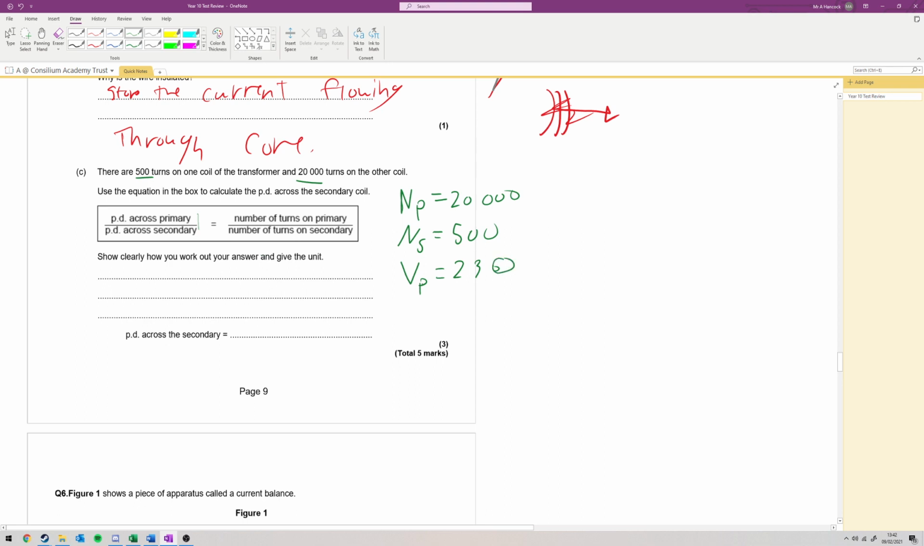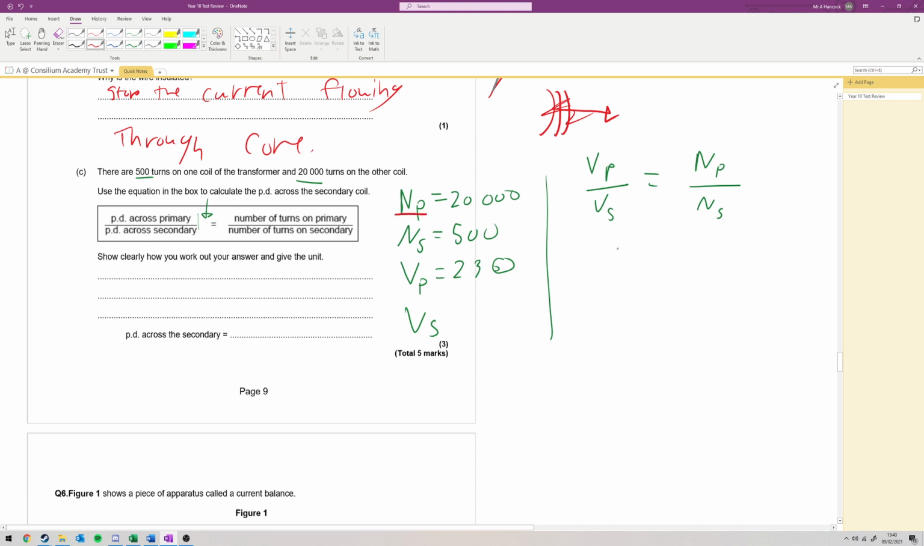It should be a 0. Voltage secondary. So let's put my equation out. There's the equation here. So I'm just going to write it again. Voltage primary over voltage secondary equals number of turns primary over number of turns secondary. Let's put my numbers in.